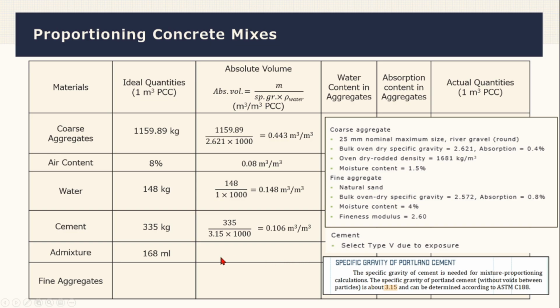Now, we don't have any data for the admixture, especially the specific gravity, for us to compute its absolute volume. Therefore, we will not include this on calculating the absolute volume. And the only unknown now for the volume is the fine aggregate.